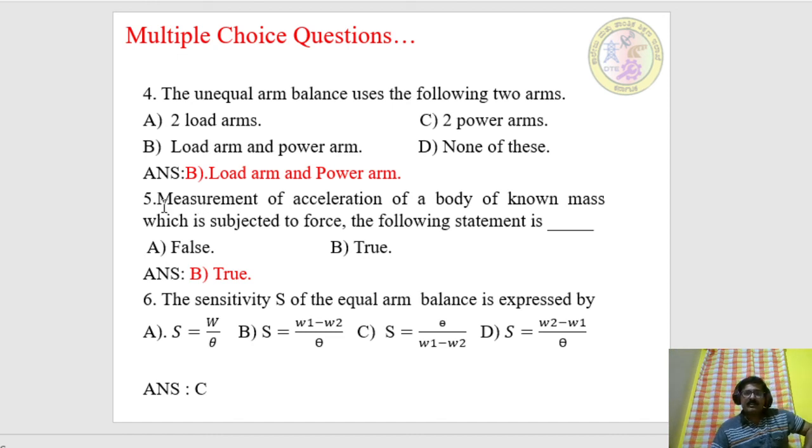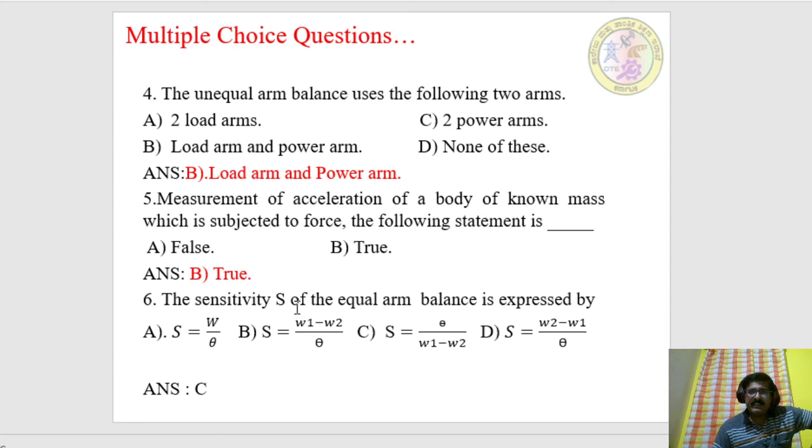The fifth question. Measurement of acceleration of a body of known mass which is subjected to force. The following statement is false or true. The options are false or true. The measurement of acceleration of a body of known mass subjected to force, the statement is true. It is F is equal to m into a.